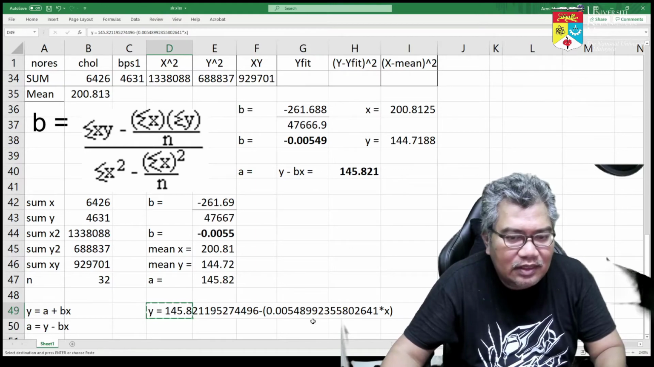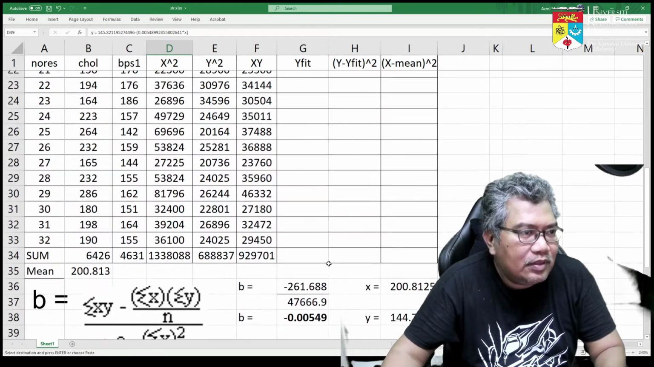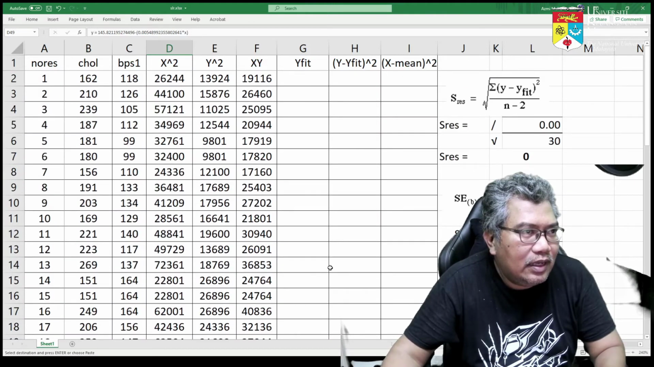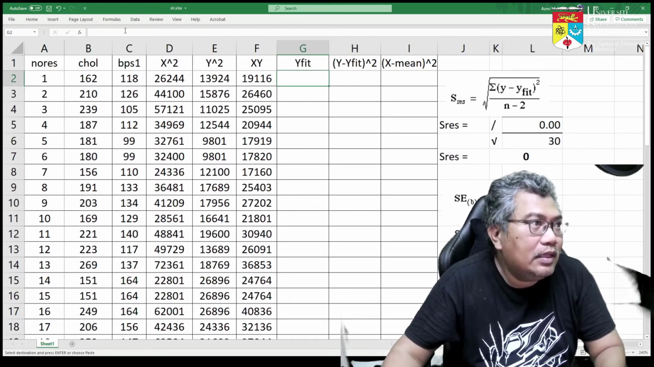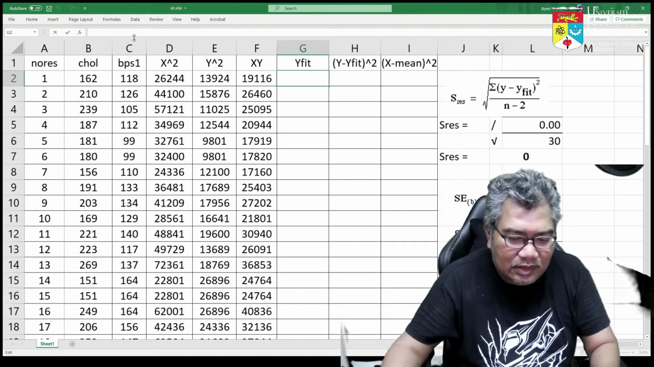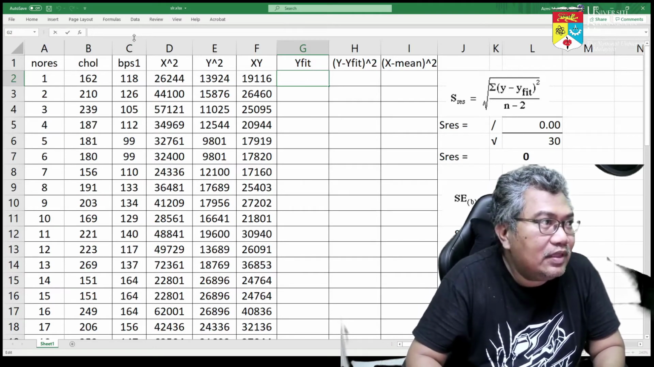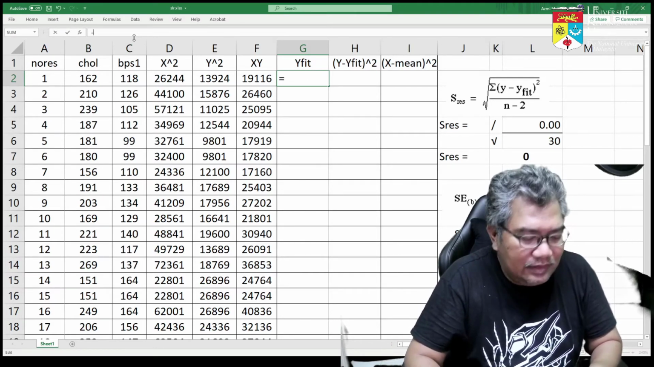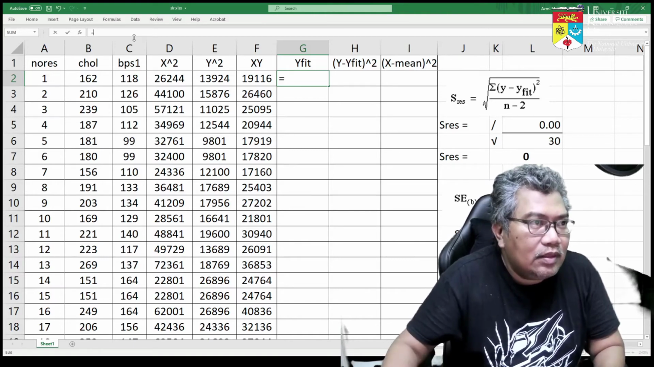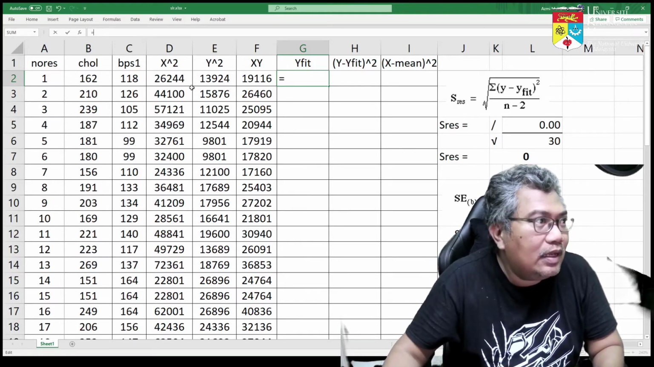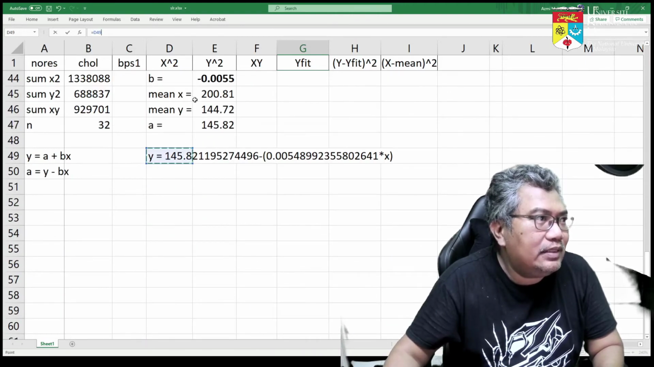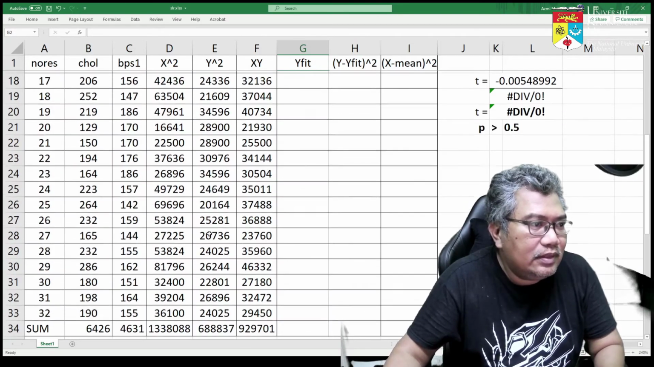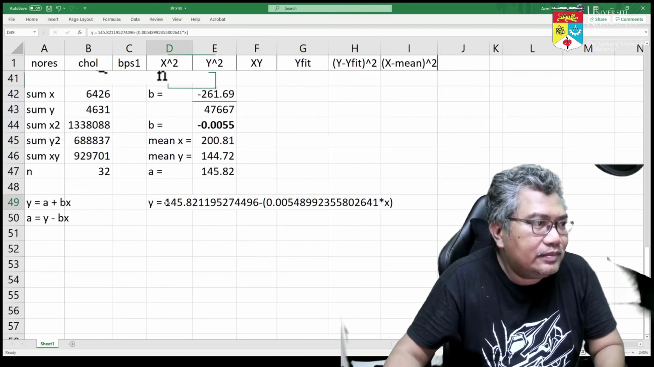Copy. We're going to paste it up here and calculate the value of the Y fit. So how to calculate? We click on this one, escape, and click on this formula.